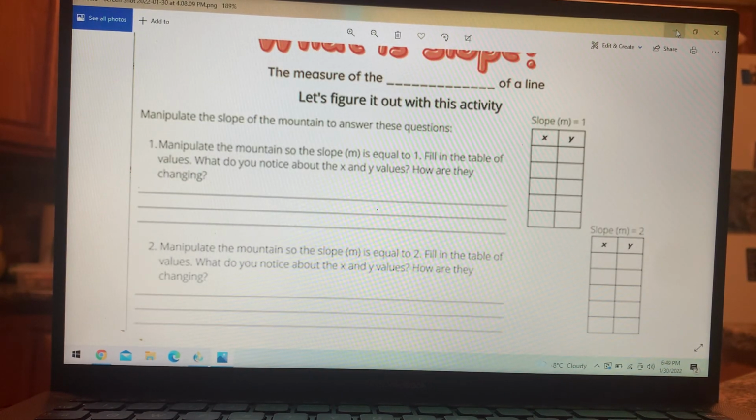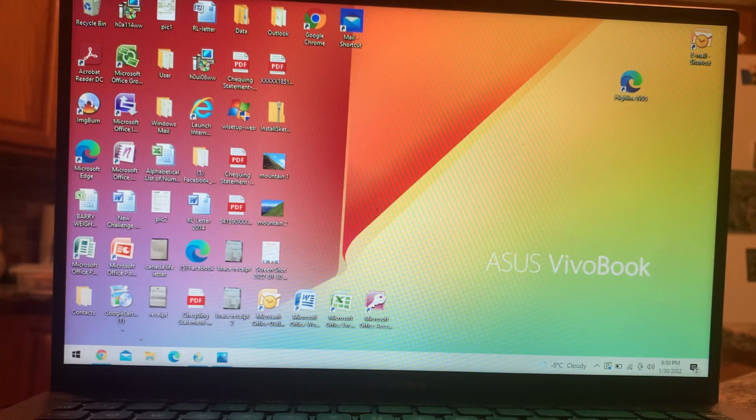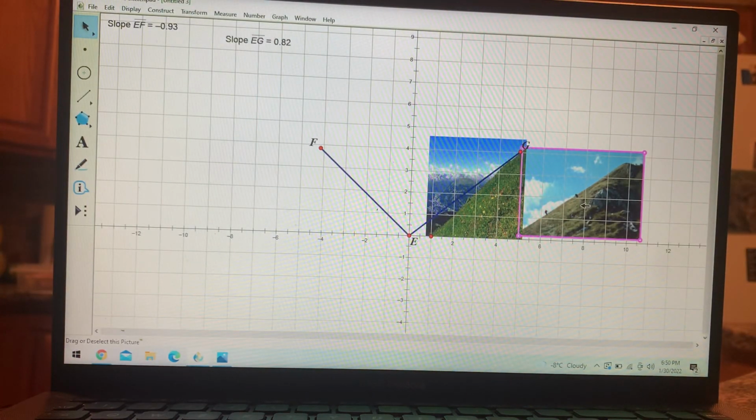So essentially this activity gets them to think, gets them to make predictions about what slope is, how it changes. Is the higher value associated with a bigger slope, or is a higher value associated with a littler slope? Again, those discussion questions will really bring in the deeper conceptual understanding of what slope is. Okay, so that is my activity using the Geometry Sketchpad.